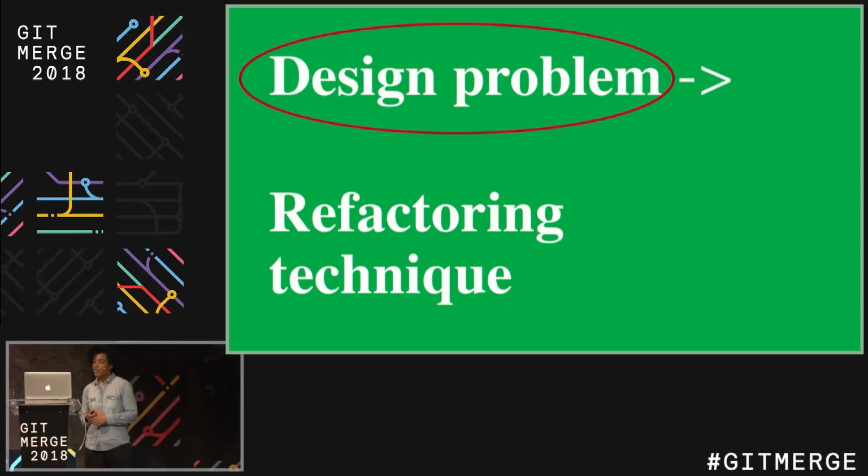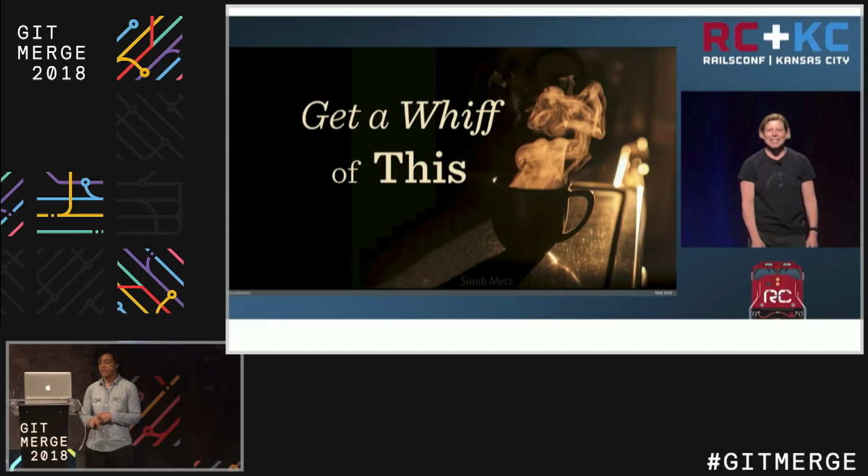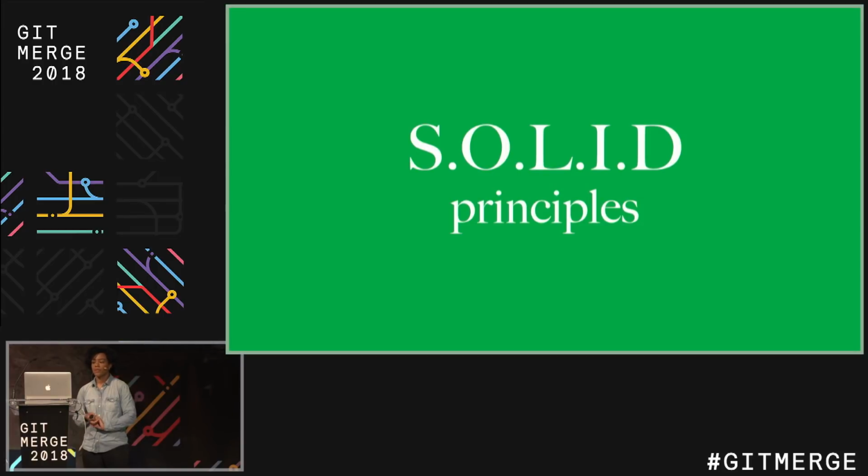For a great talk about how you can use design principle violations to find out exactly how to fix them, I recommend Sandy Metz's Get a Whiff of This. That talk goes in detail about matching up code smells with their prescribed refactoring to fix them. But again, here I'm focusing on the first step, how to find the design problem to begin with. And so that brings us to the SOLID principles.